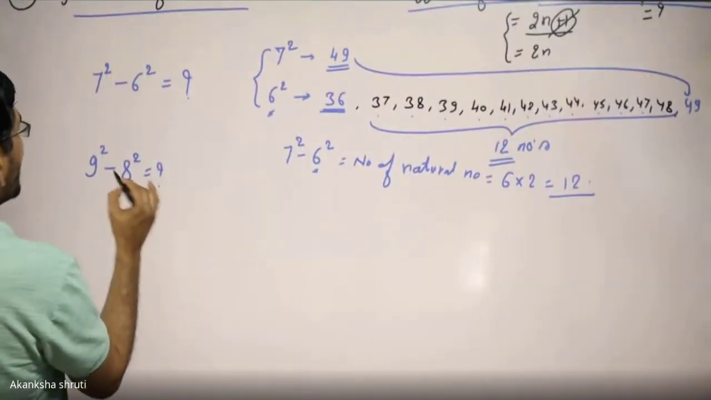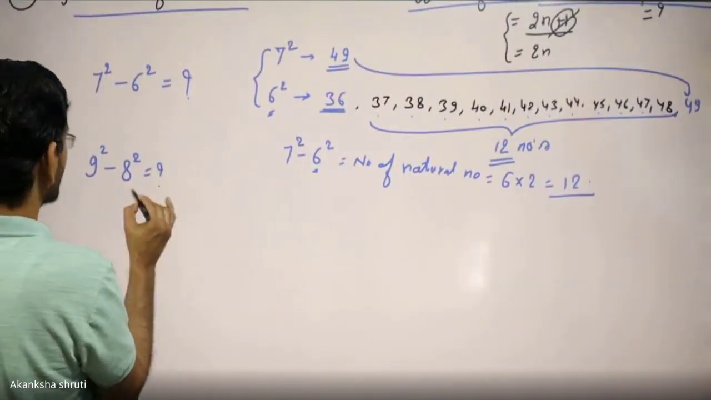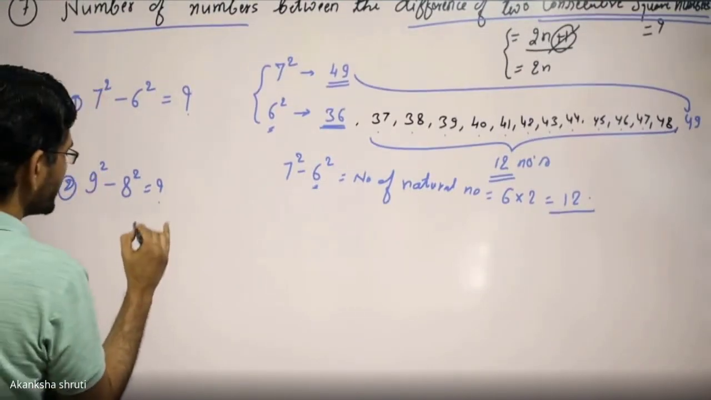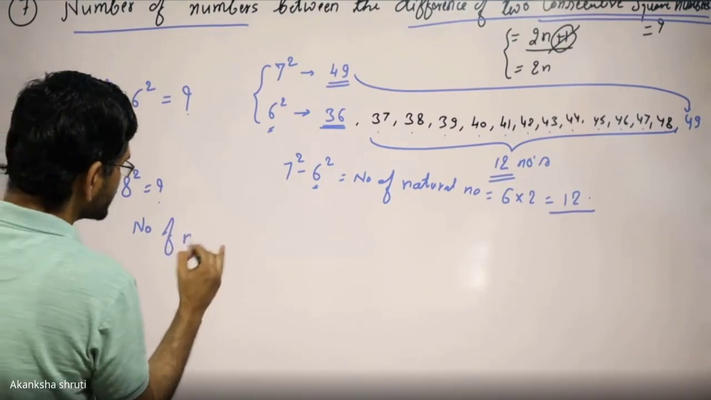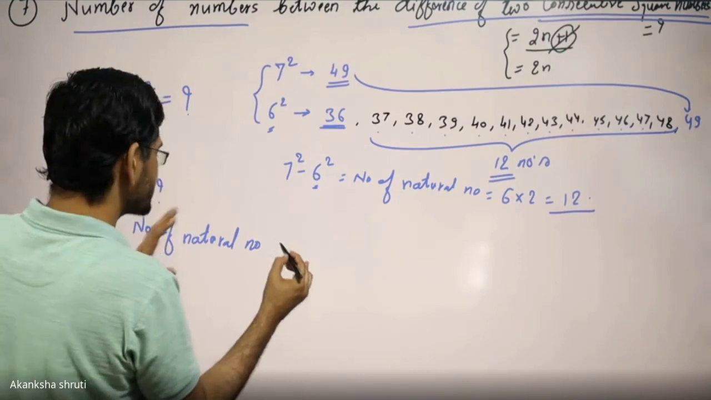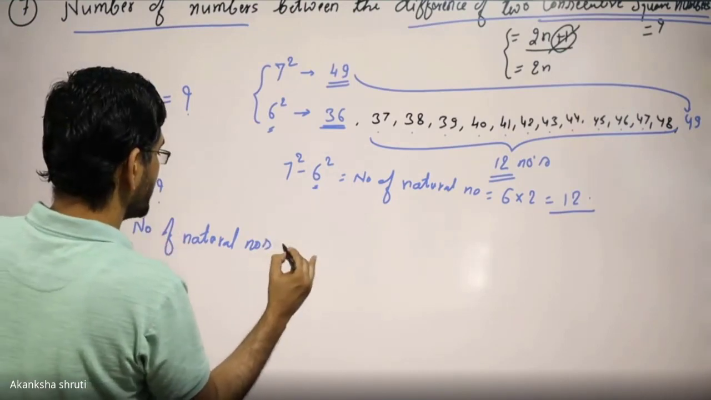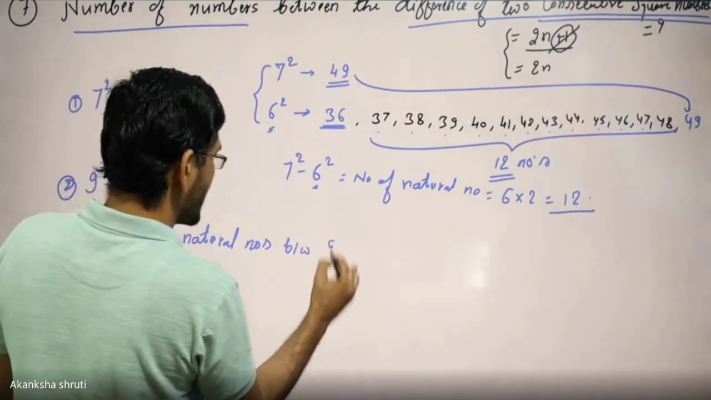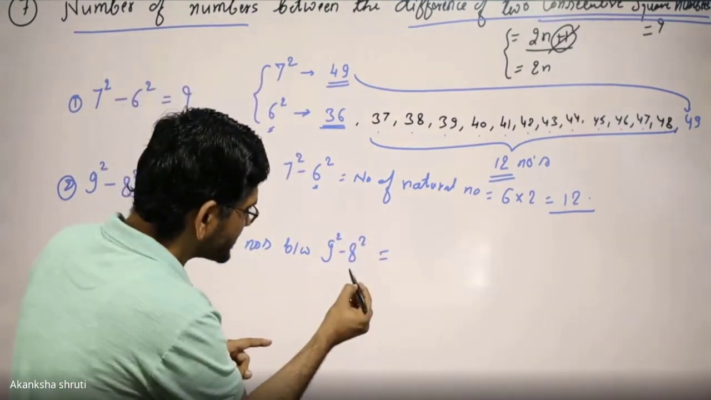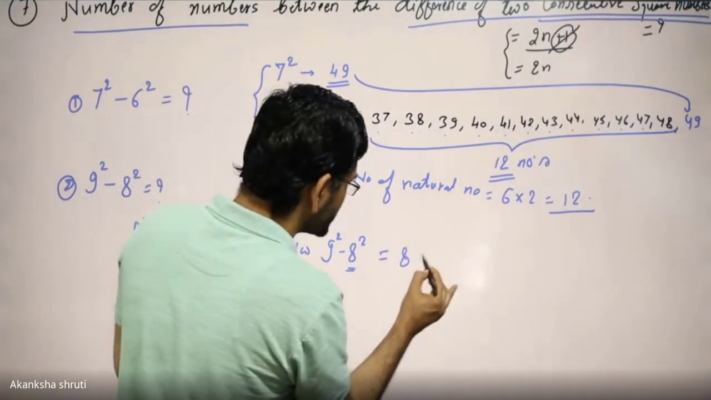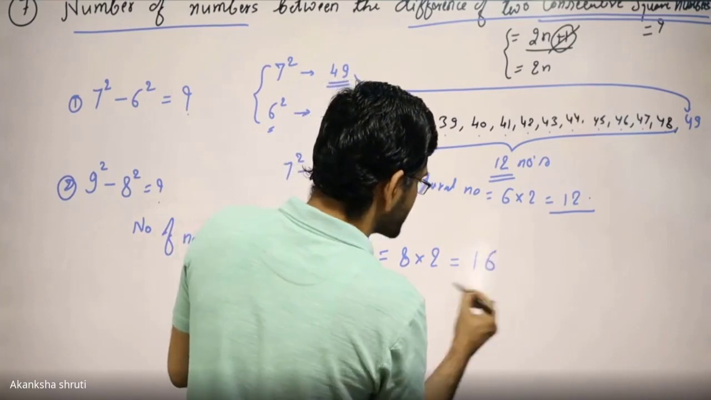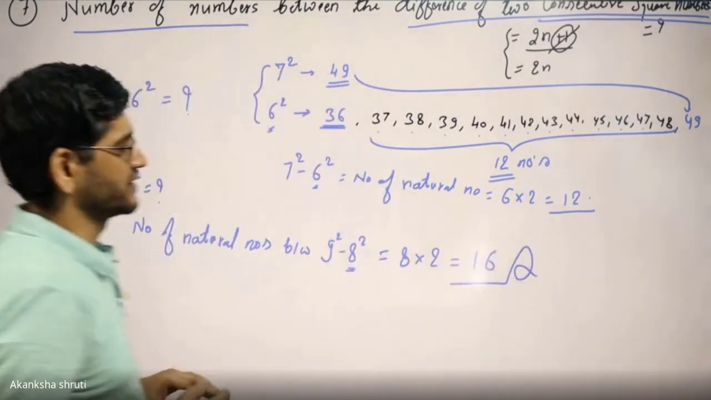Similarly, how many natural numbers are there between 8 square and 9 square? The number of natural numbers between 9 square and 8 square will be how much? We have to take the smaller number here, 8, multiplied by 2. It becomes 16. That much is simply the answer.